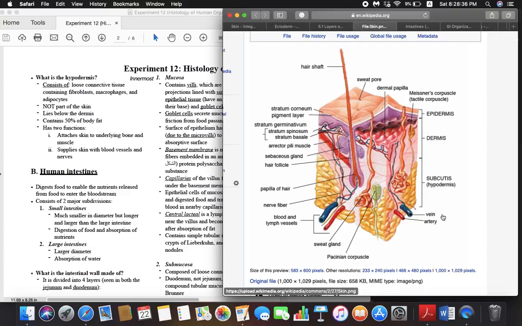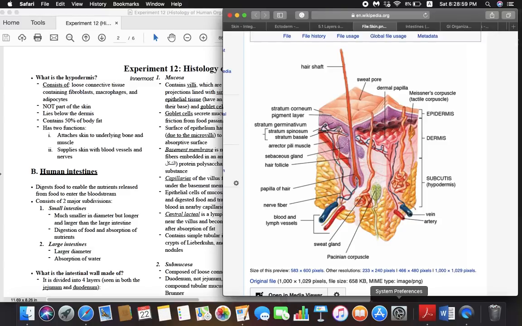So this is all we need to know about the hypodermis. It's not part of the skin, and it's found directly underneath the dermis. We have to know that it contains 50% of body fat. So 50% of body fat in a normal sized individual will be found as subcutaneous fat, as in fat in their hypodermis.